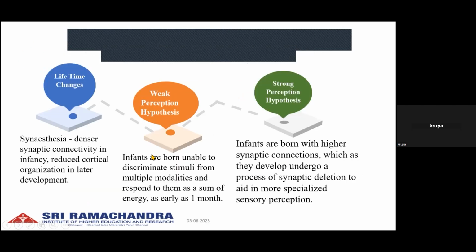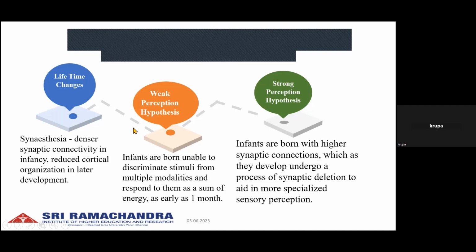Yeah, there are developmental trends in the perception. As we understand, there are lifetime changes that can happen, which means that in the earlier stage during infancy and early childhood, there is more synesthetic perception happening because of the denser synaptic connectivity, while later in life, because of the cortical organization, this perception is reduced. So almost the general population would also have synesthetic perception.